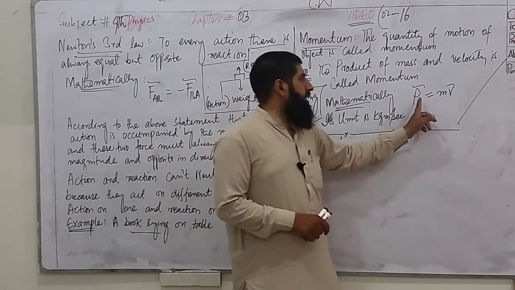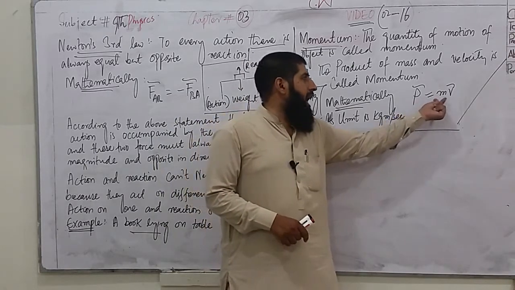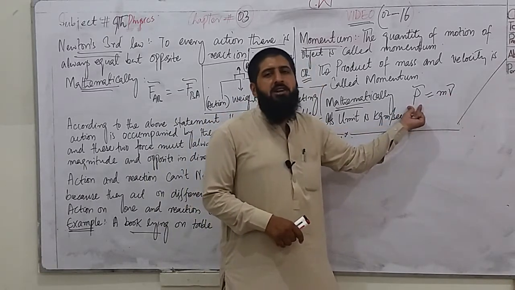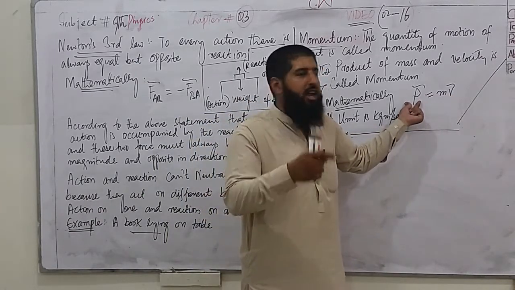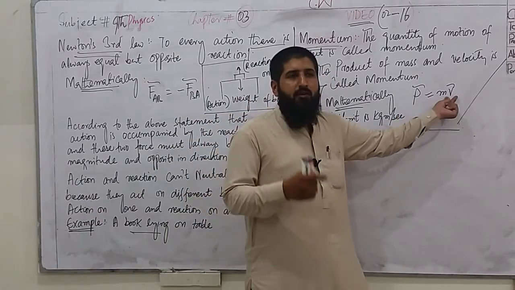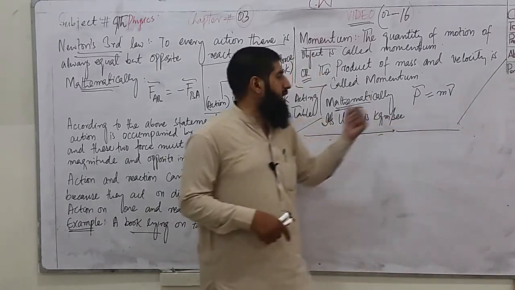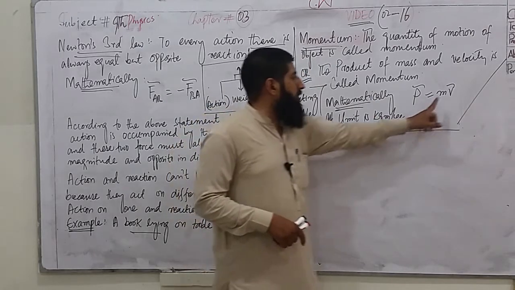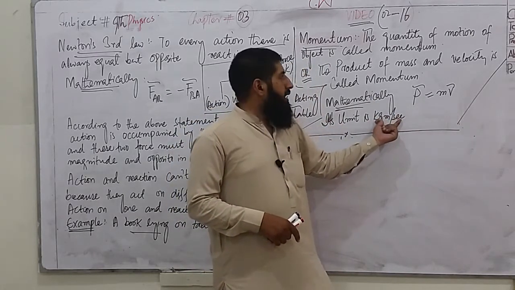Mathematically, momentum is represented by P equals mv. Momentum is a vector physical quantity, and its direction is the direction of the velocity. Whatever the direction of the velocity is, that is also the direction of the momentum. Its unit is kilogram meter per second.